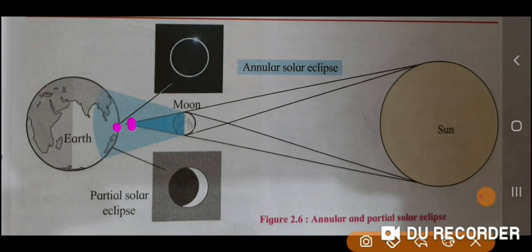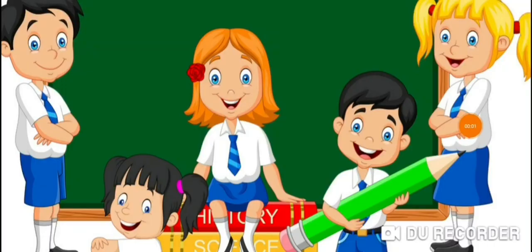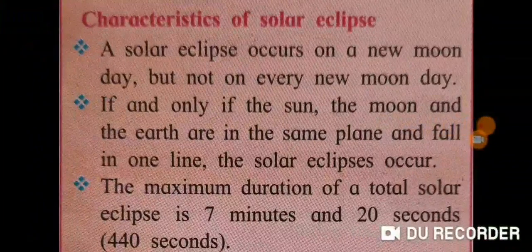From a very small region of Earth, only an illuminated edge of the Sun disk is seen in the form of a ring. This is called annular solar eclipse. Annular eclipse is a rare phenomenon. Students, I hope that now the concept of eclipses and solar eclipse is very clear to you all. Let us look at the characteristics of solar eclipse.